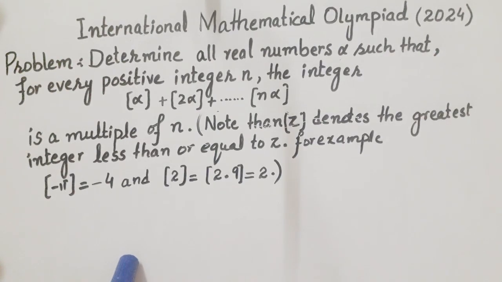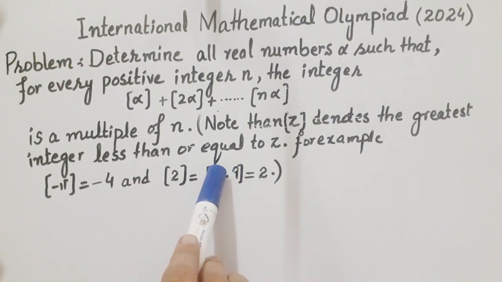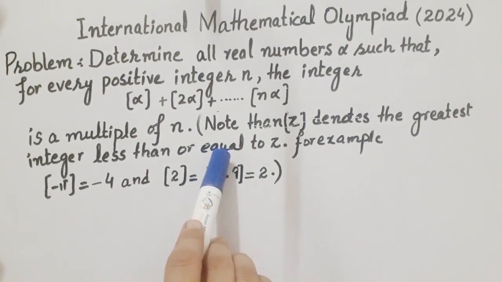Today we are solving IMO 2024 problem 1. And trust me, it looks innocent, but it hides a deep and beautiful mathematical truth. Can you find all real numbers alpha such that this surprising condition holds for every positive integer n? Stay till the end, because this trick we will use might just become your new Olympiad mathematical weapon.